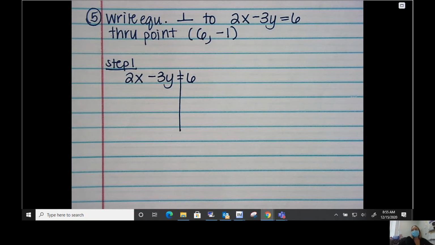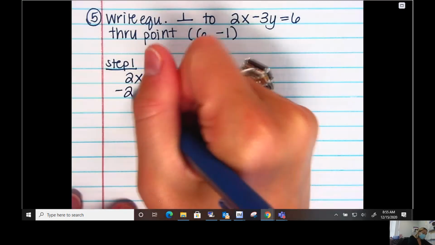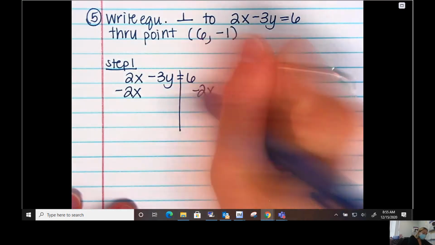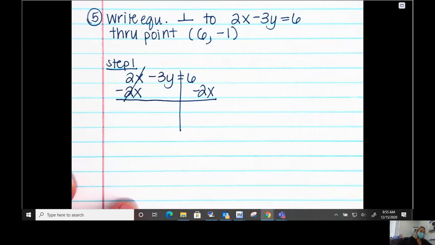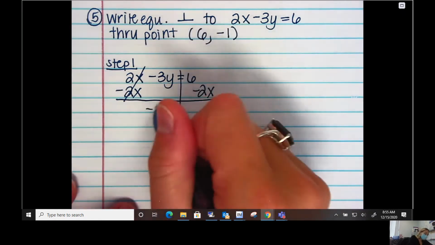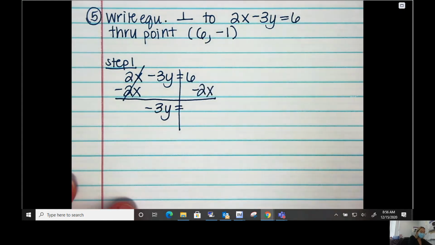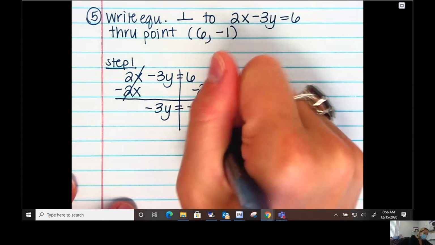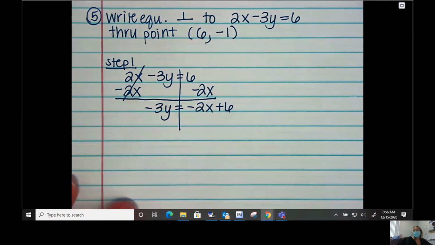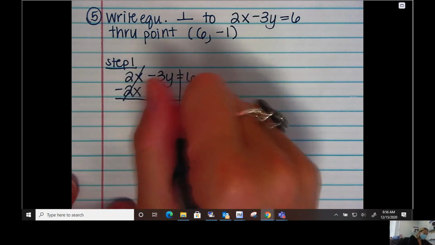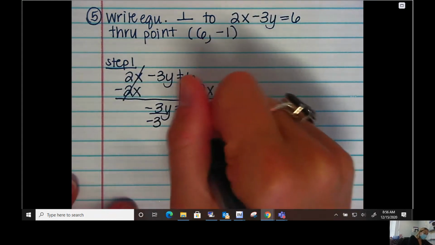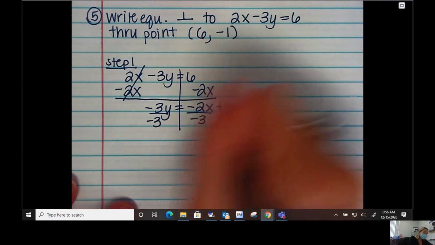First step, get that y by itself. What should you do? Good. Subtract 2x from both sides. I get negative 3y equals, and again, I can't put the 6 and the negative 2x together, so I put negative 2x plus 6. Okay, what's my last step to get the y by itself? Divide by negative 3, and make sure you divide everything by negative 3.